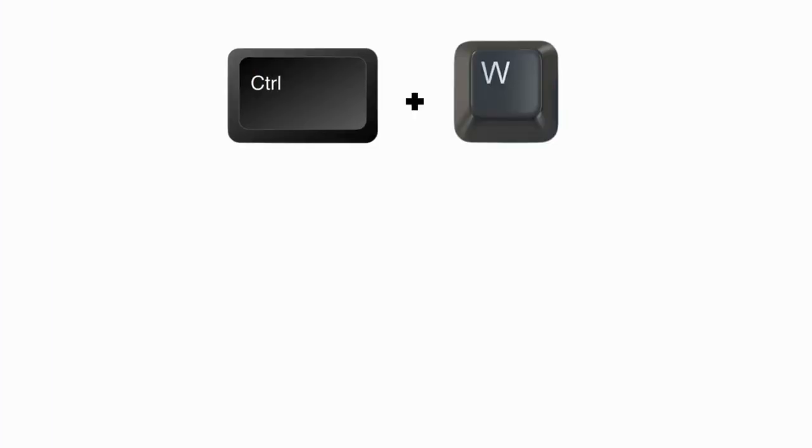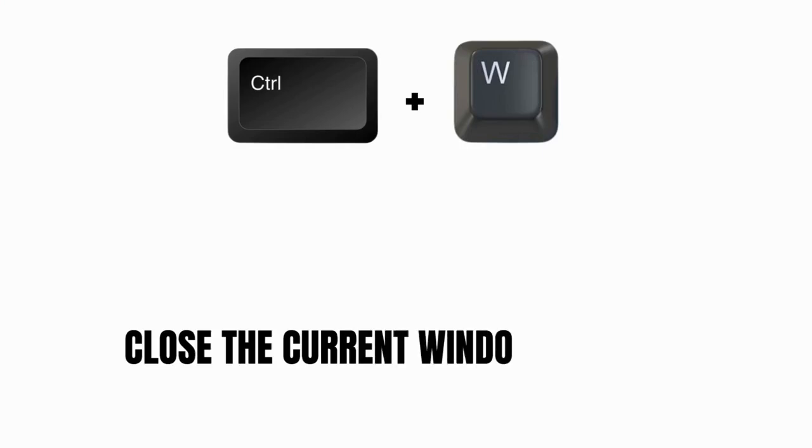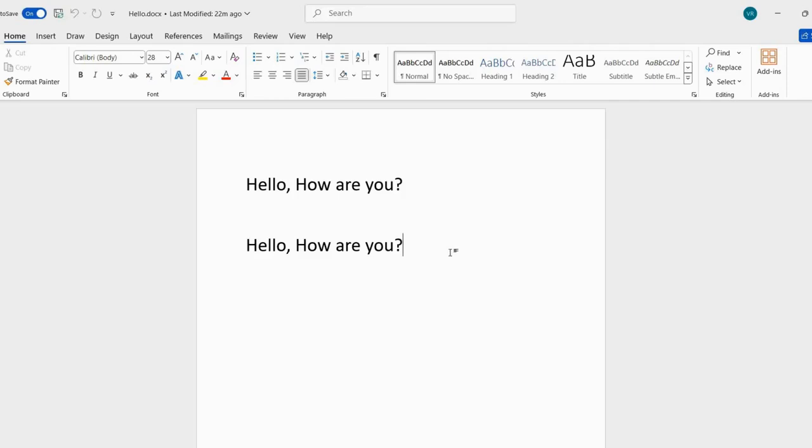Ctrl W, close the current document or window or tab. It is used to close the current document. For that, just type Ctrl W, and you can see that our current Word document is closed.